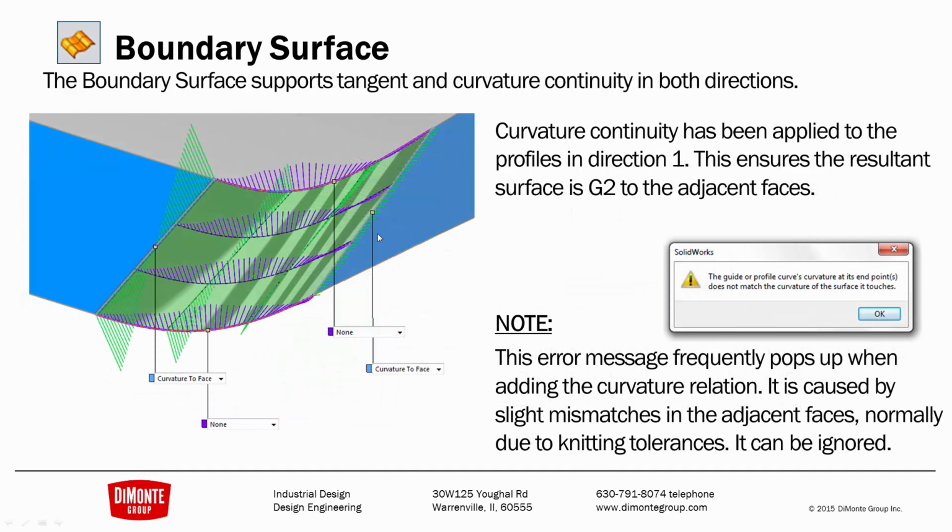The boundary surface also supports curvature continuity in both directions, unlike Loft, which only supports it in the profile direction and not the guide curve direction. Loft only supports tangency in the guide curve direction.